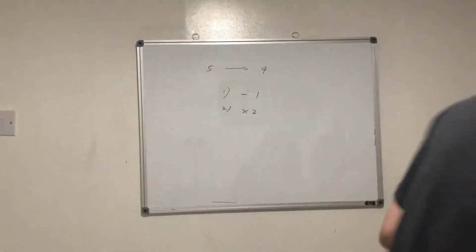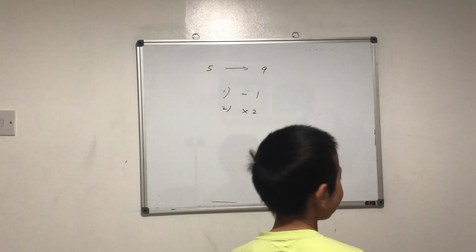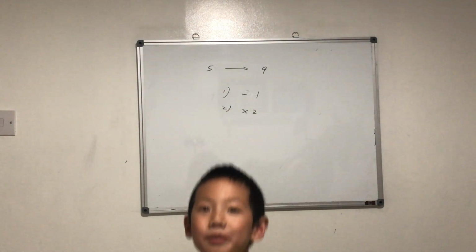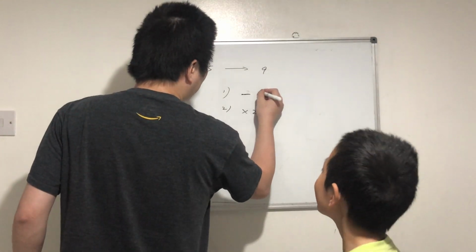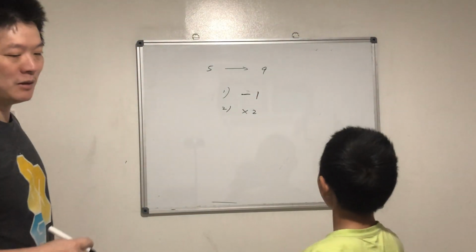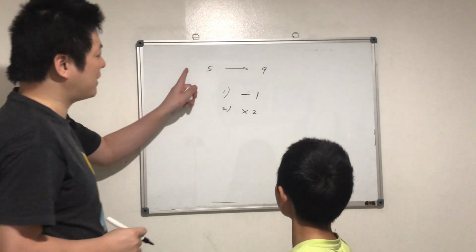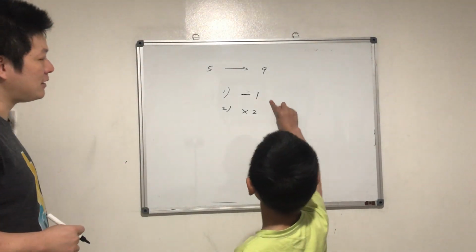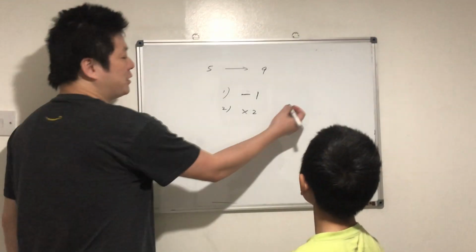Wait. Are you kidding me? That makes no sense. Minus 1 and multiply 2. Yes. You can minus 1 or you can times 2, multiply 2. That doesn't make any sense. So look, you times 2 and minus 1. Yes. So you need 2 operations, right?